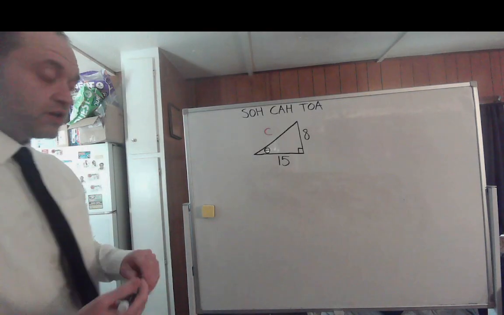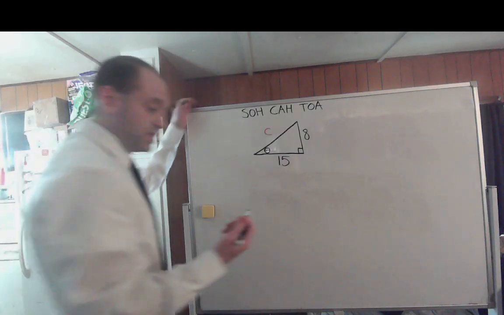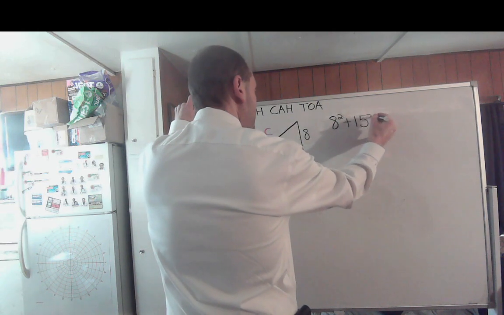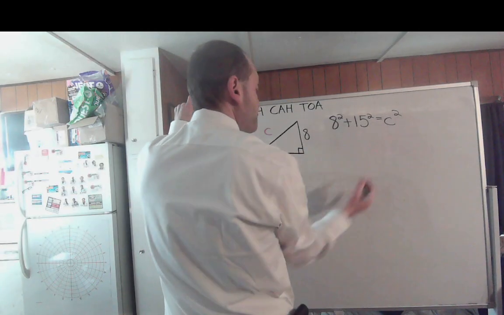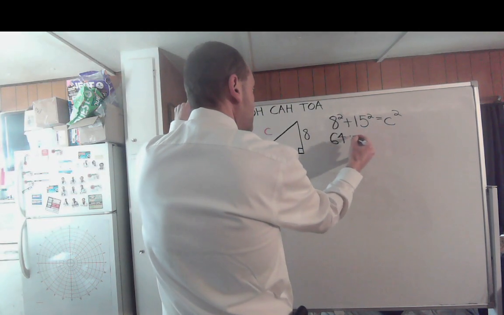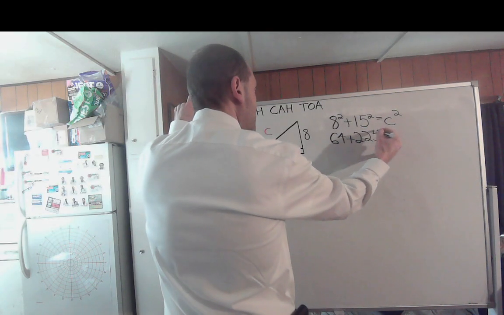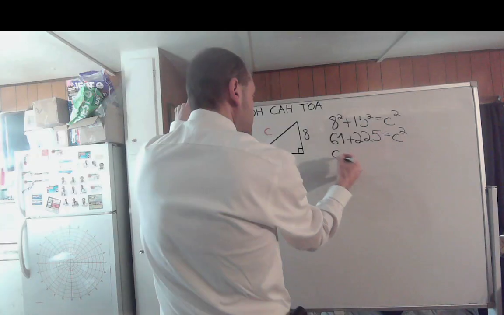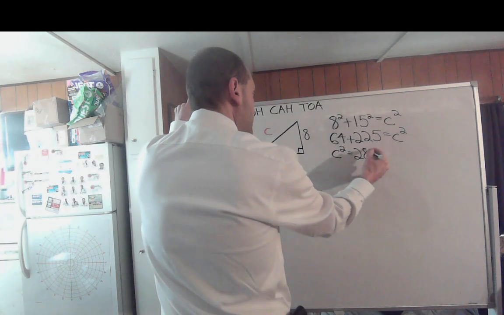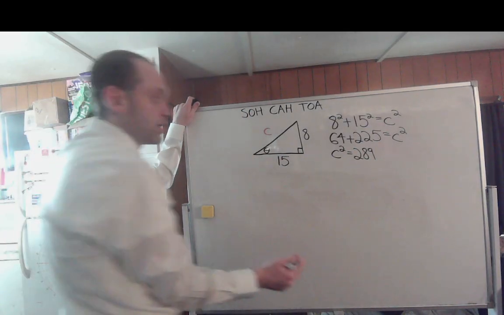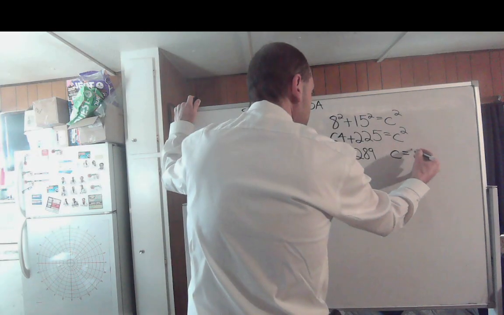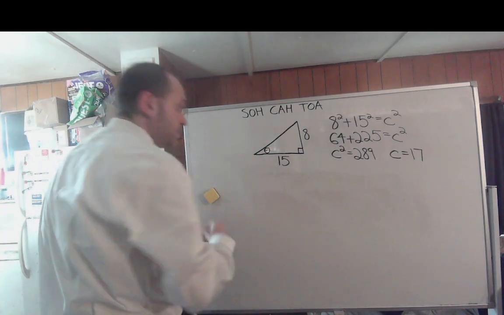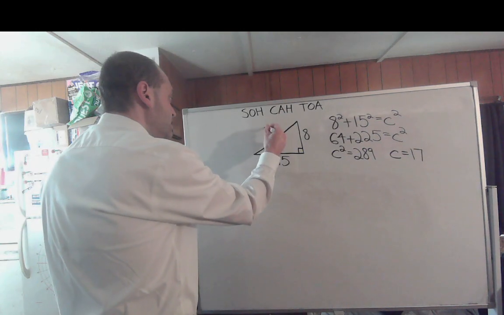Well, the Pythagorean theorem states that a squared plus b squared equals c squared. So this would end up being 8 squared plus 15 squared equals c squared. This means that 64 plus 225 equals c squared, which would then give you that c squared equals 289. And again, we only consider the positive square root. The square root of 289 is 17. So your hypotenuse has a length of 17. So now we can fill that in since we know what the length of the hypotenuse is.